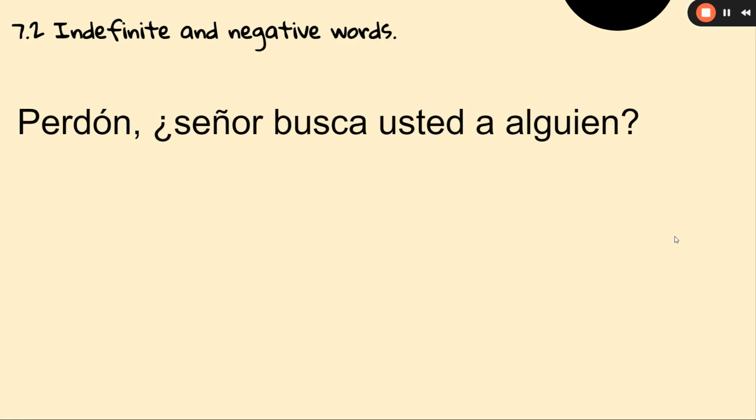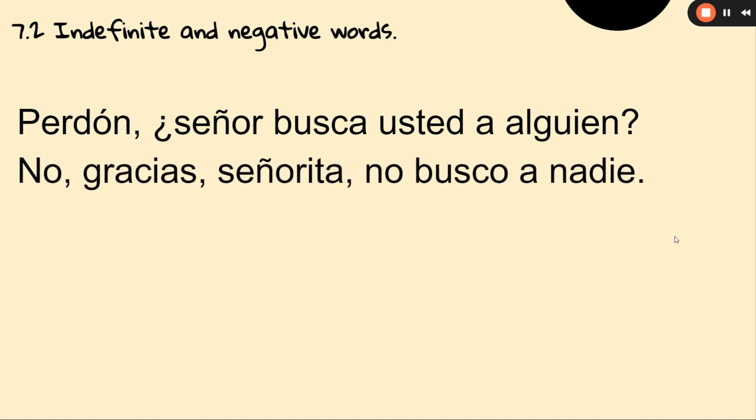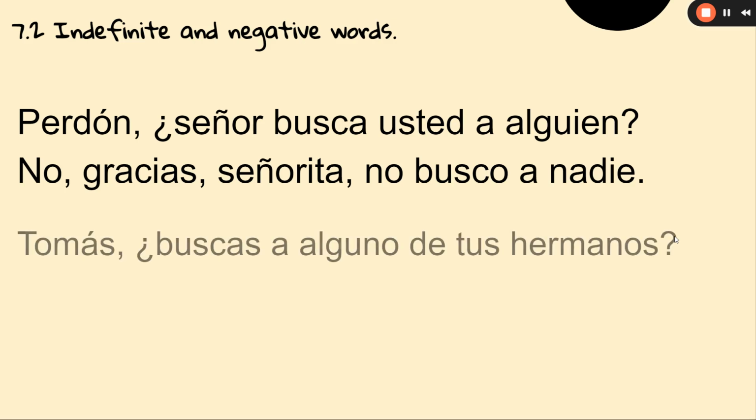So here we go. Perdón, señor, ¿busca usted a alguien? Are you looking for somebody? Okay, alguien is a direct object. So that's why it gets the a in the sentence. No gracias, señorita. No busco a nadie. Okay, so nadie in this instance is a direct object, so it gets the personal a in front of it.